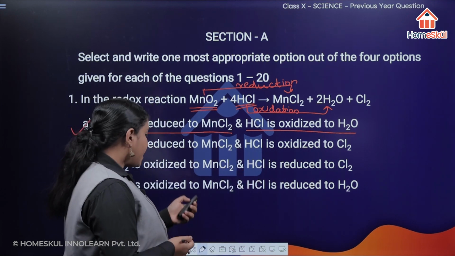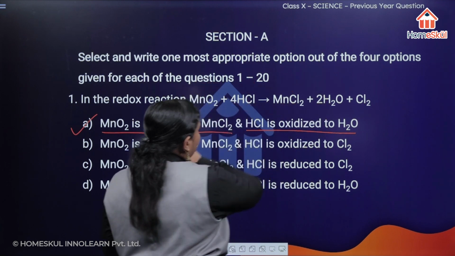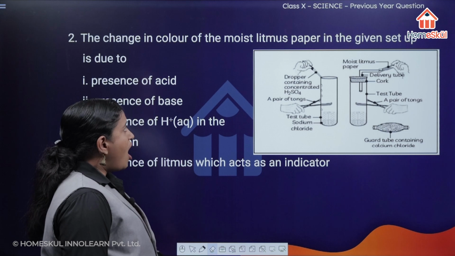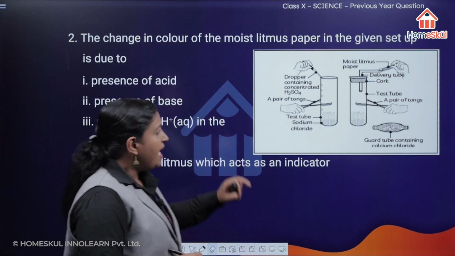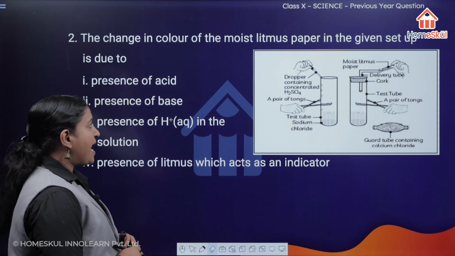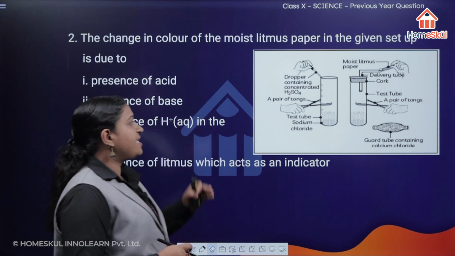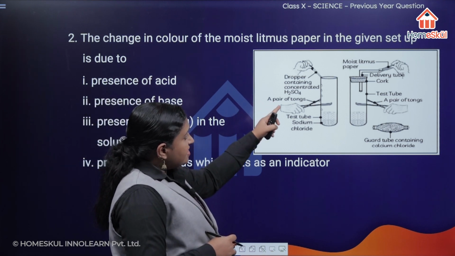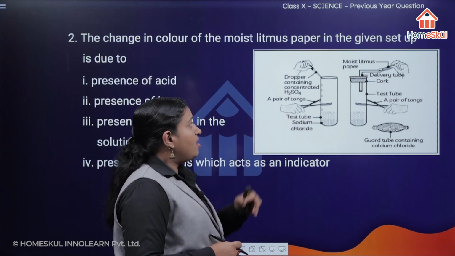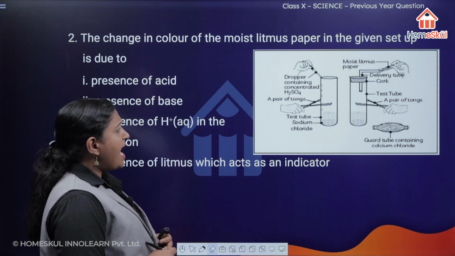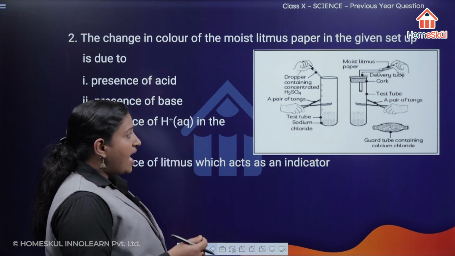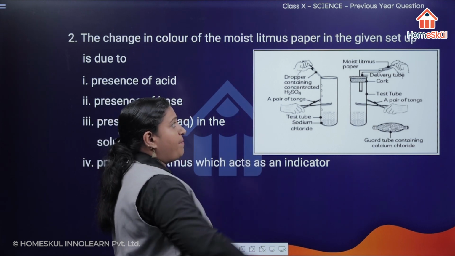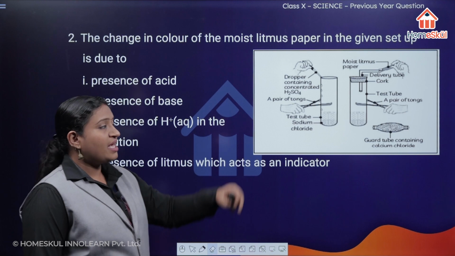So, moving to the second question. The change in color of the moist litmus paper in the given setup is due to dash. So, here you can see a test tube containing sodium chloride, and you can see sulfuric acid being inserted drop by drop, and after that what are they doing? They are showing a moist litmus paper into the gas coming out.